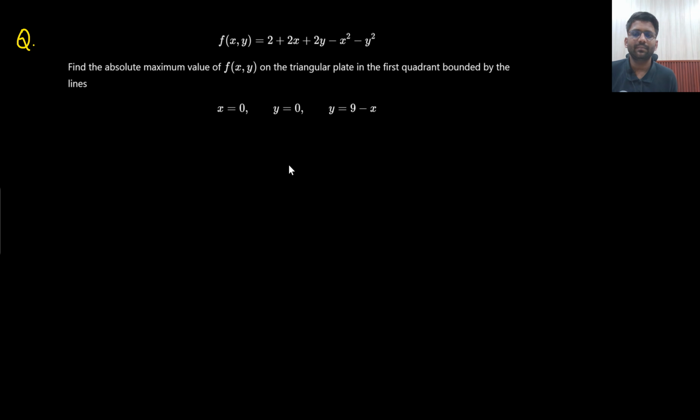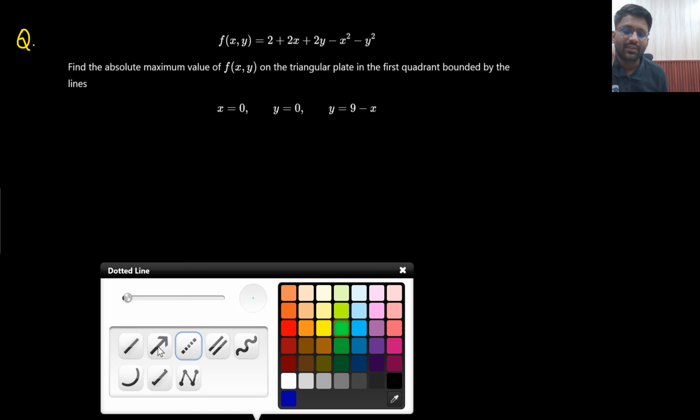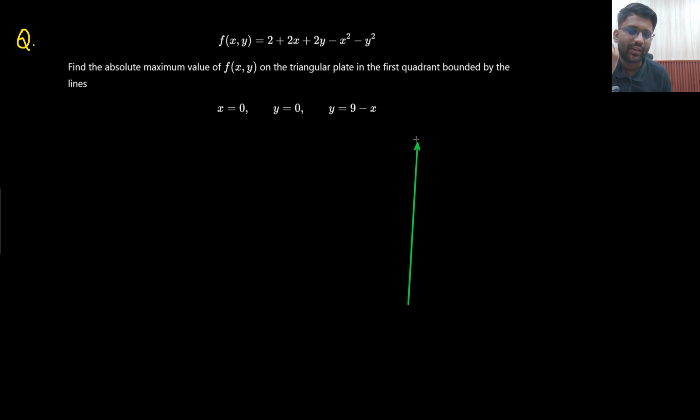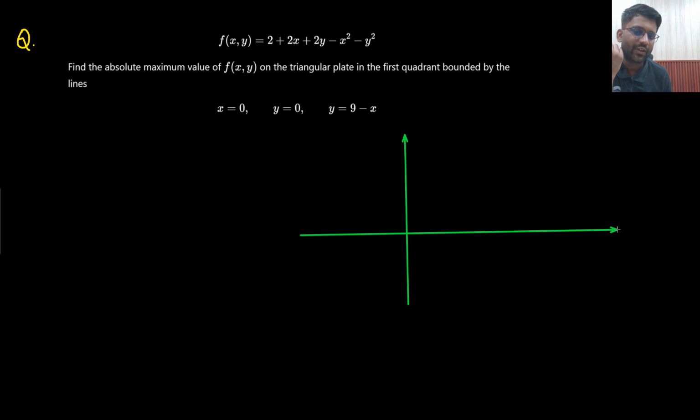Okay. Now this is the question. fxy equals 2 plus 2x minus x square minus y square. You need to find out the absolute maximum value of fxy on the triangular plate in the first quadrant bounded by the lines x equals 0, y equals 0, y equals 9 minus x. So first you draw these lines. x equals 0, y equals 0, you know. What is y equals 0? y equals 0 is the x-axis.